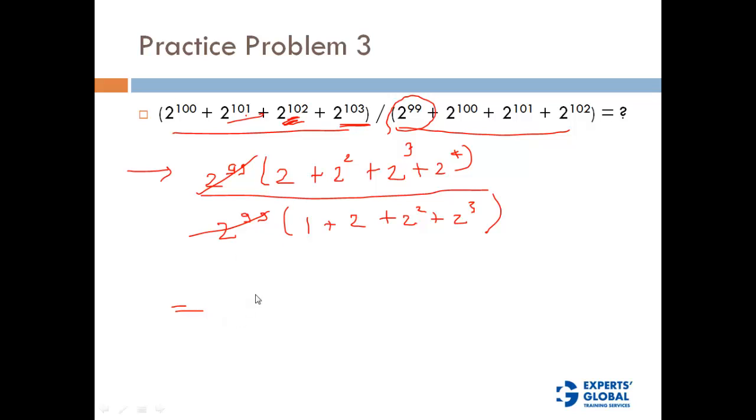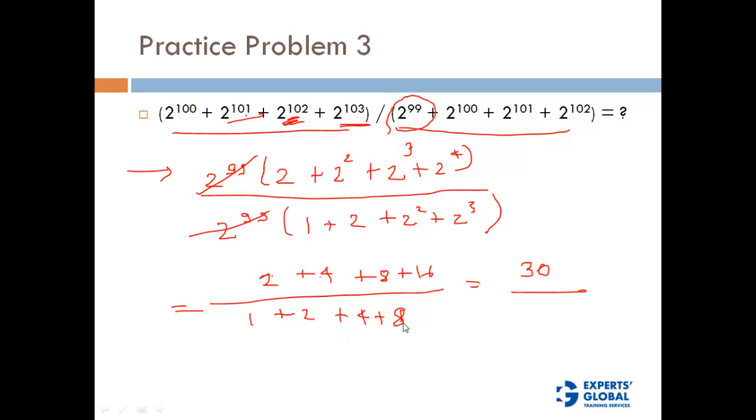What we get is 2 plus 4 plus 8 plus 16 divided by 1 plus 2 plus 4 plus 8. Right, so what do we get here? This is 6 plus 8 is 14, 14 plus 16 is 30, and 30 divided by 15 is 2. What we get is the number 2.